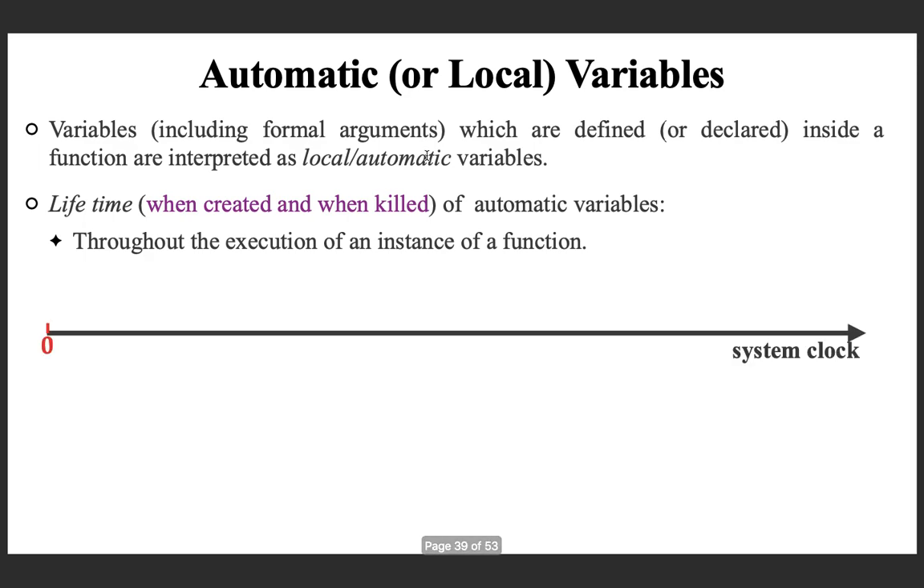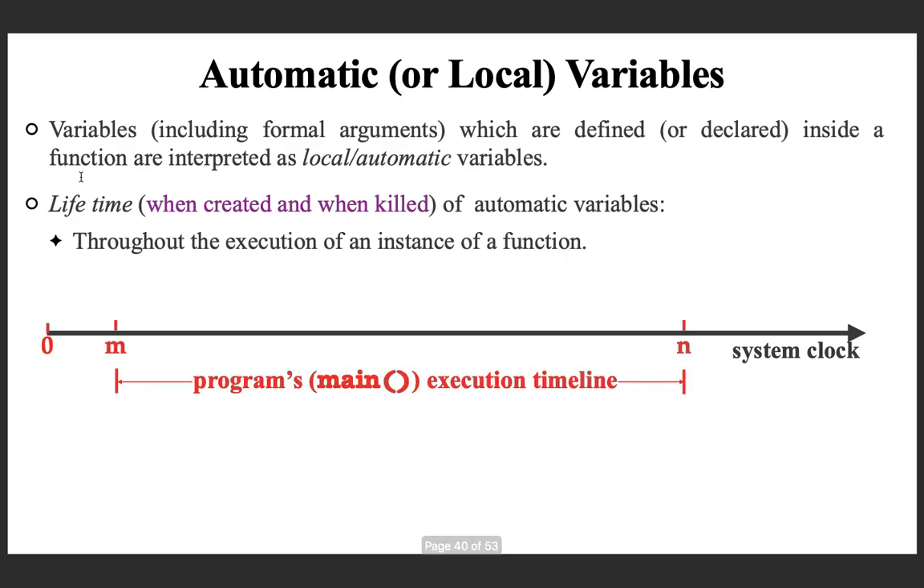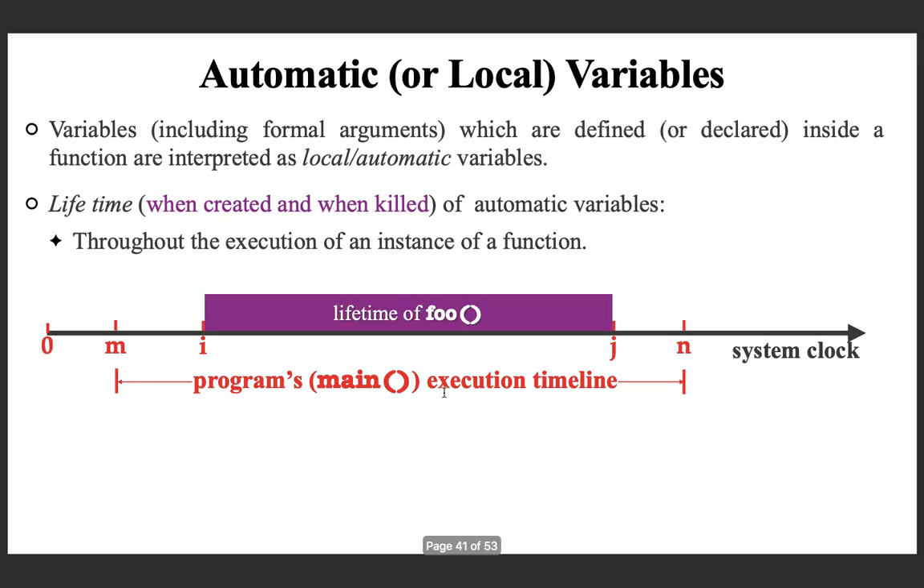Look at the timeline. Suppose your program starts execution at time point m and terminates at time point n, and assume that the main function is calling another function foo at time instant i, and foo terminates at time instant j. So what we are telling is that now the lifetime of automatic variables in foo starts at i and ends at j. That's what we are saying.